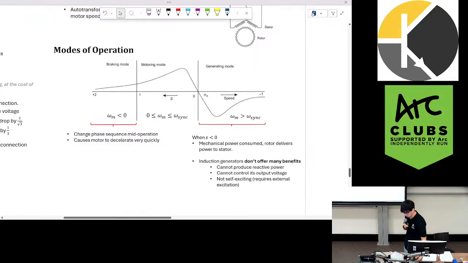Modes of operation. So we have three primary modes of operation. What we've just gone through is these two modes here, motoring and generating. When we have a slip that's between 0 and 1, we're motoring. Generating is when we're supplying some extra mechanical power to make the rotor spin faster than the rotating magnetic field. And that will cause that mechanical power that's in excess to be converted into electrical power at our terminals.